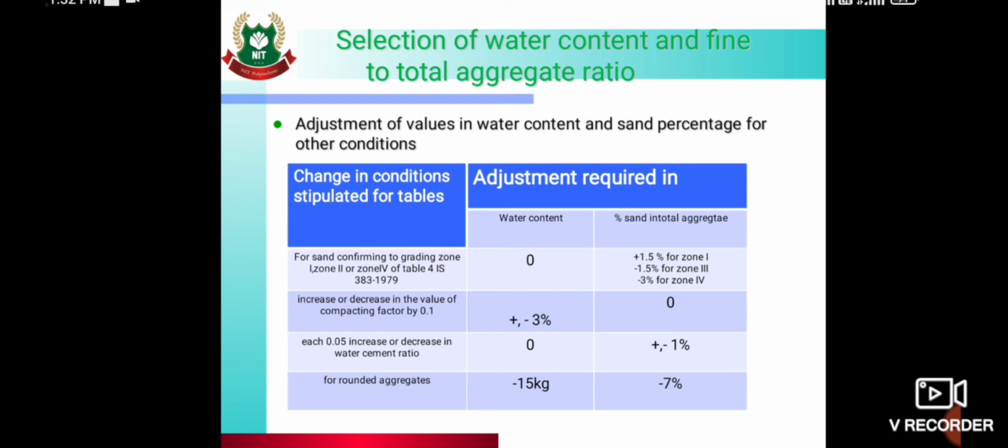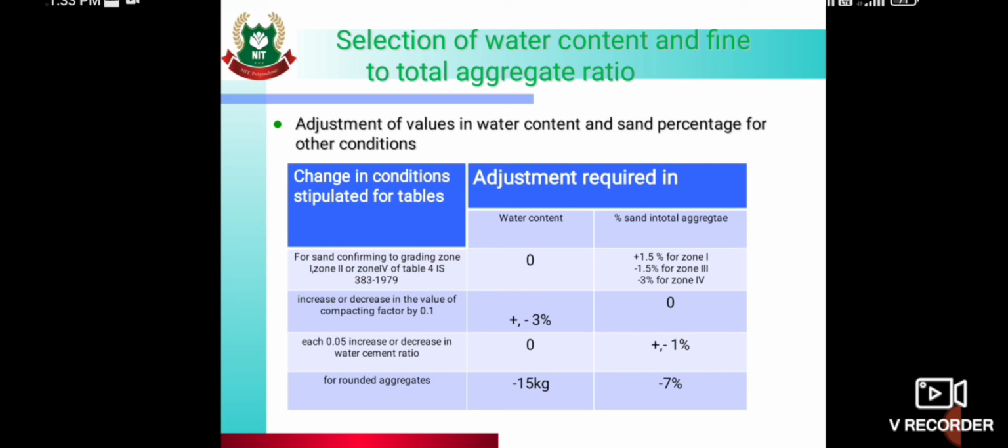So change in condition. First condition, for sand conforming to grading zone 1 or zone 2 or zone 4, we have to change the water content by 0. No need to change anything for water content. But in sand, for zone 1 we have to add 1.5%. If zone 3 is given, then we have to subtract 1.5%, and if zone 4 is given, then we have to subtract 3% of sand content.